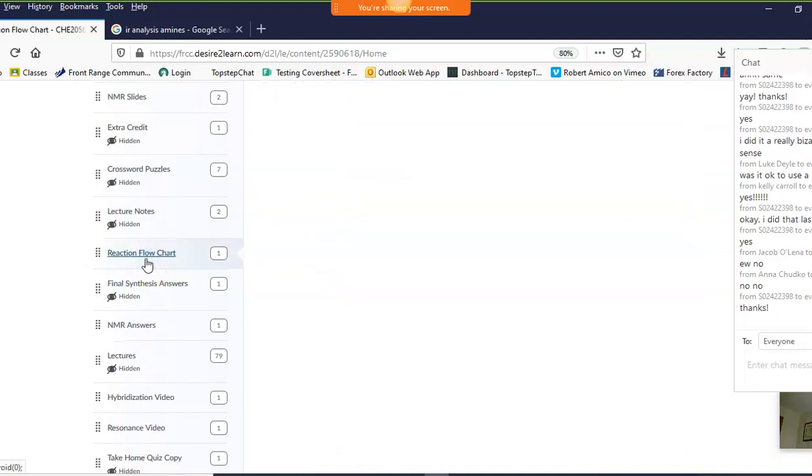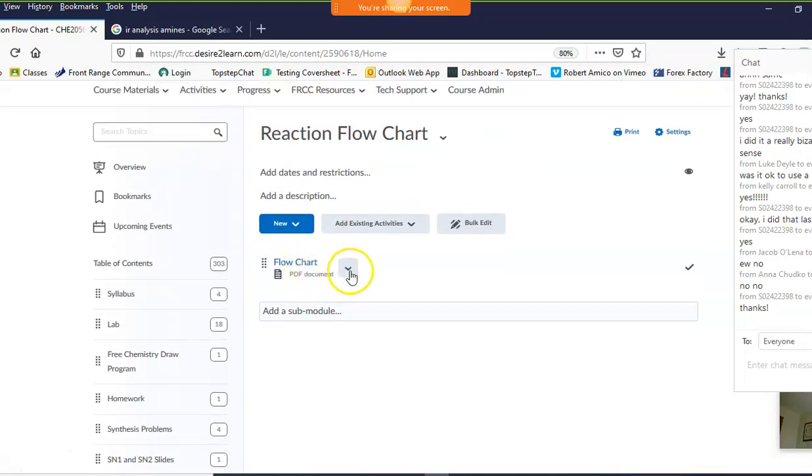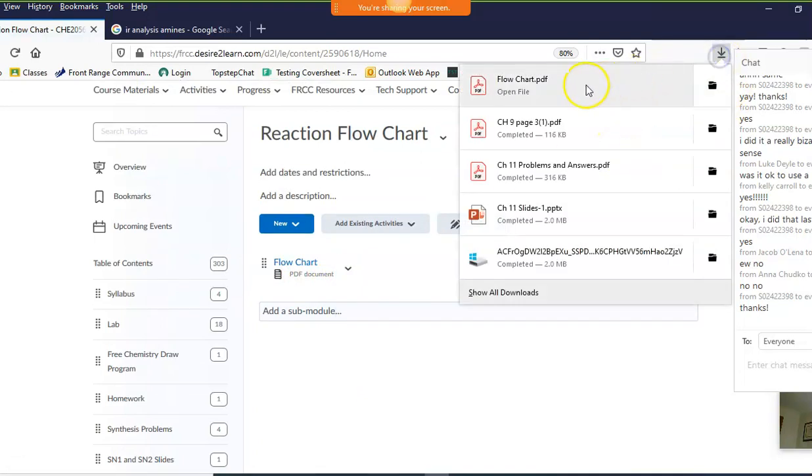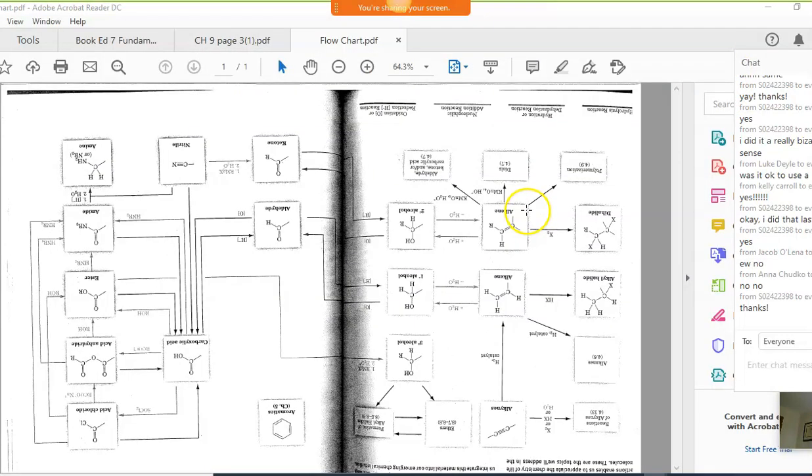Here it is, the reaction flowchart. I don't know if you guys have looked at this. I don't know what I have here, if I have the student version or the... No, I have the book one. Man, that's upside down.